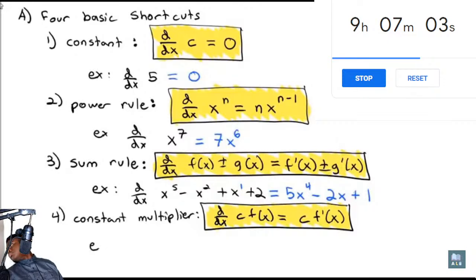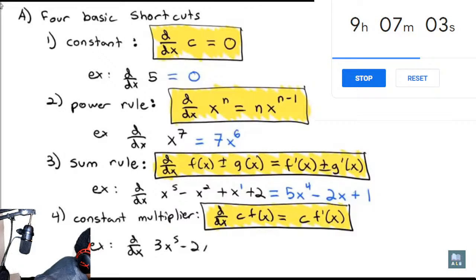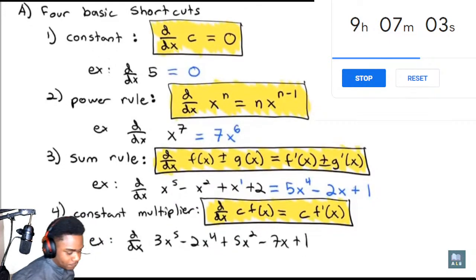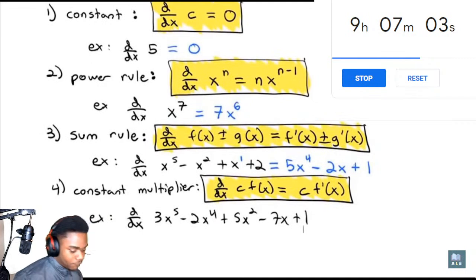So, for example, oh my god, please. Let's get us a little more whiteboard space so we can put it right underneath it.